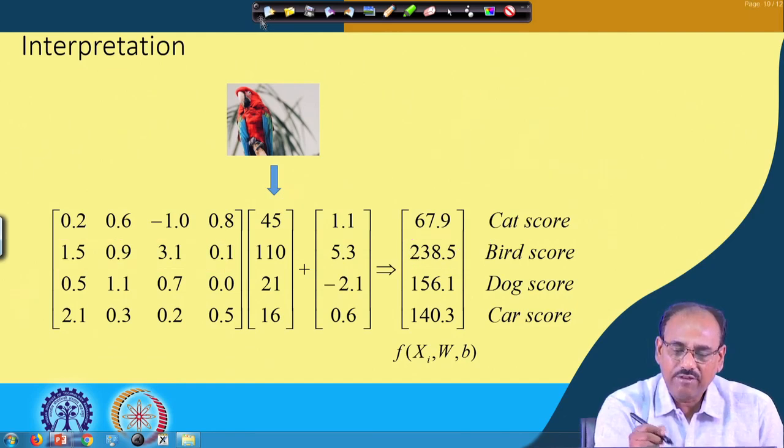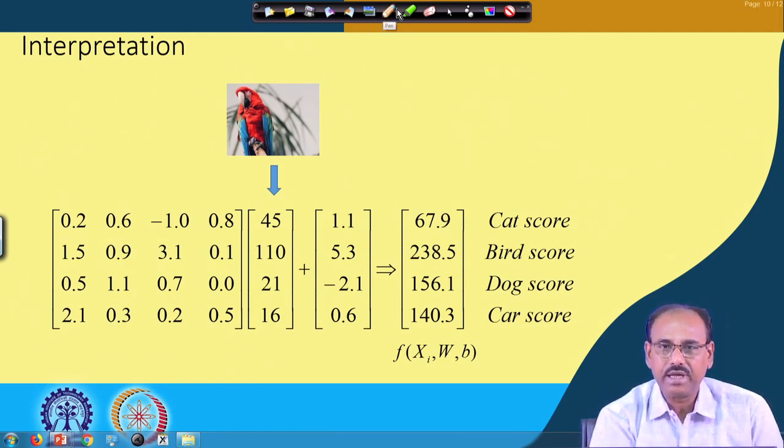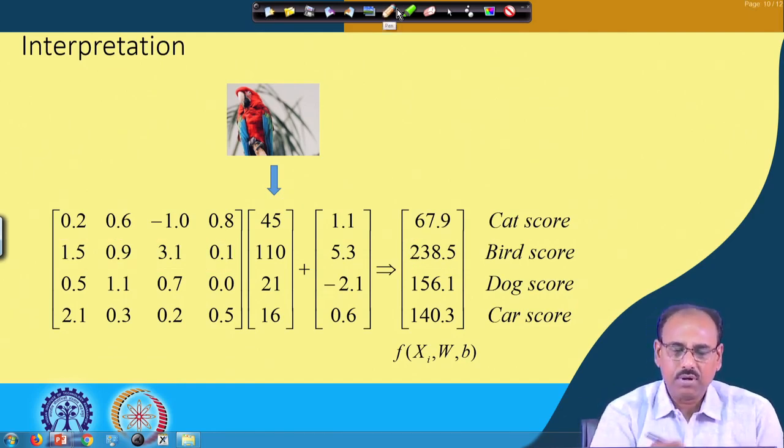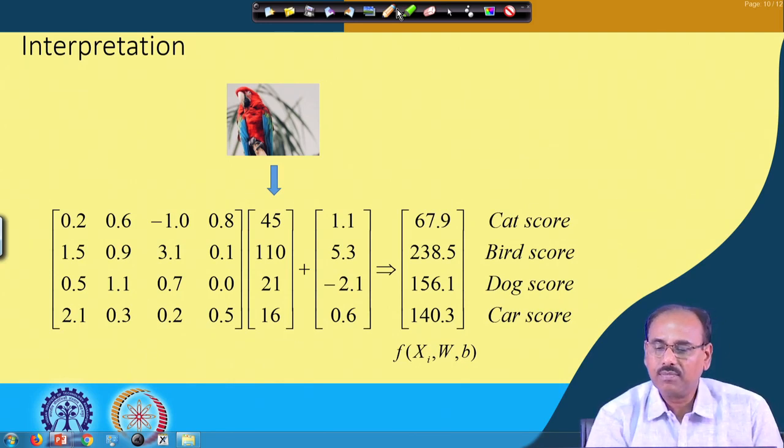So, having this interpretation of the weight matrix, I can say that every row of the weight matrix is nothing but a template of the corresponding category. So, the jth row represents a template of the jth category. The kth row represents a template of the kth category.